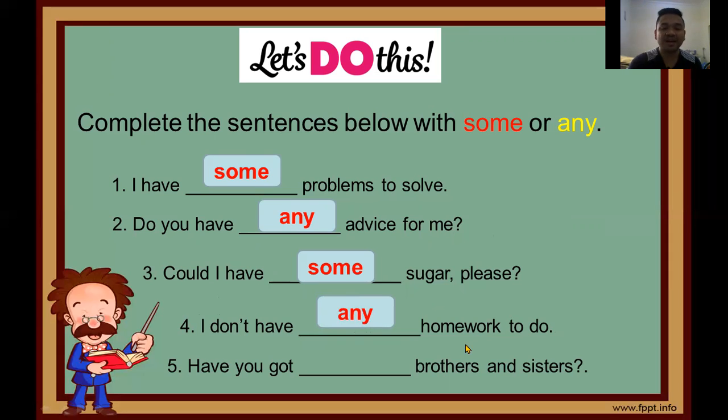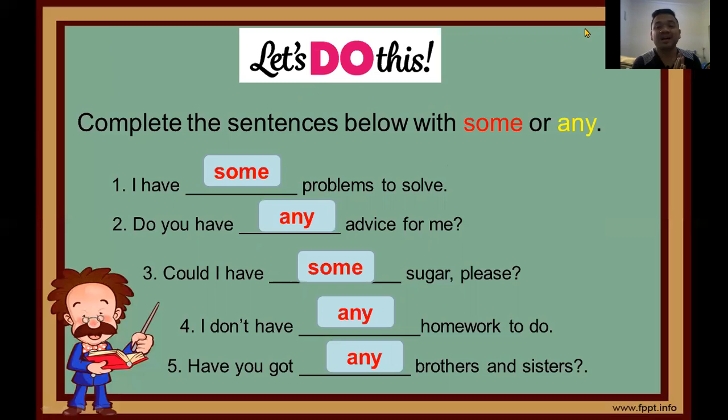Number five, have you got blank brothers and sisters? This is a question, right? What do you think is the answer here? Any. Great job. Have you got any brothers and sisters? So again, we have here the usage of some and any.